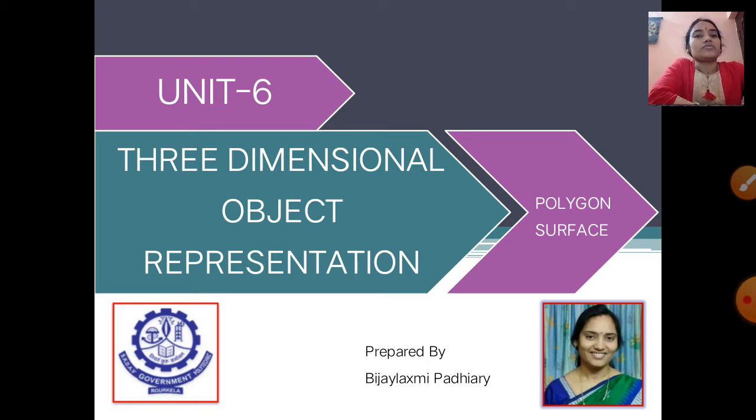Today we will study Unit 6. Unit 6 is three-dimensional object representation. In the previous class we completed Unit 5. So today we discuss Unit 6 and we start a new chapter, three-dimensional object representation. In this chapter, today we cover polygon surface and polygon table. Okay, so let us discuss in detail.